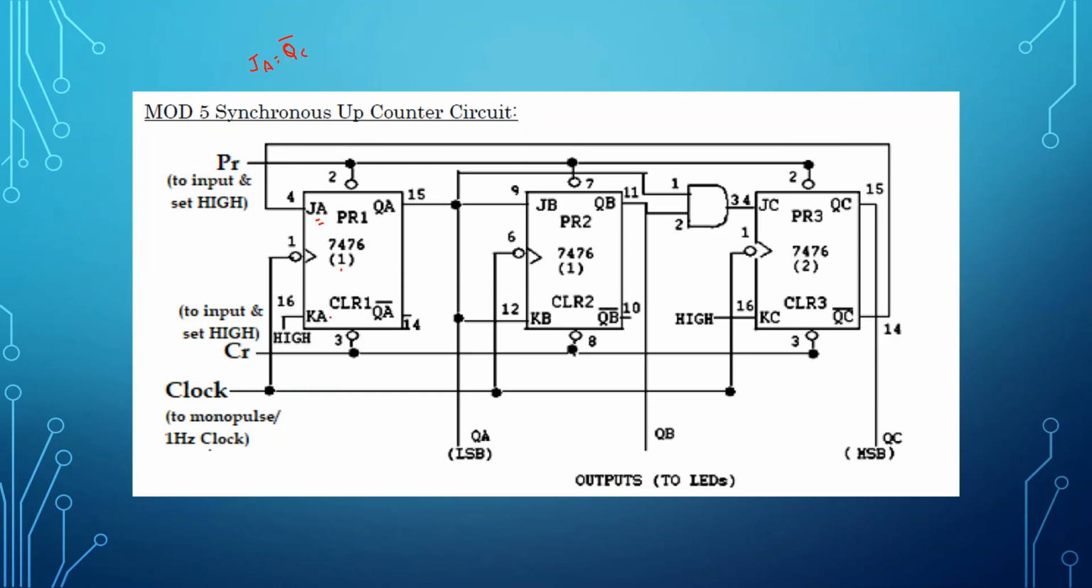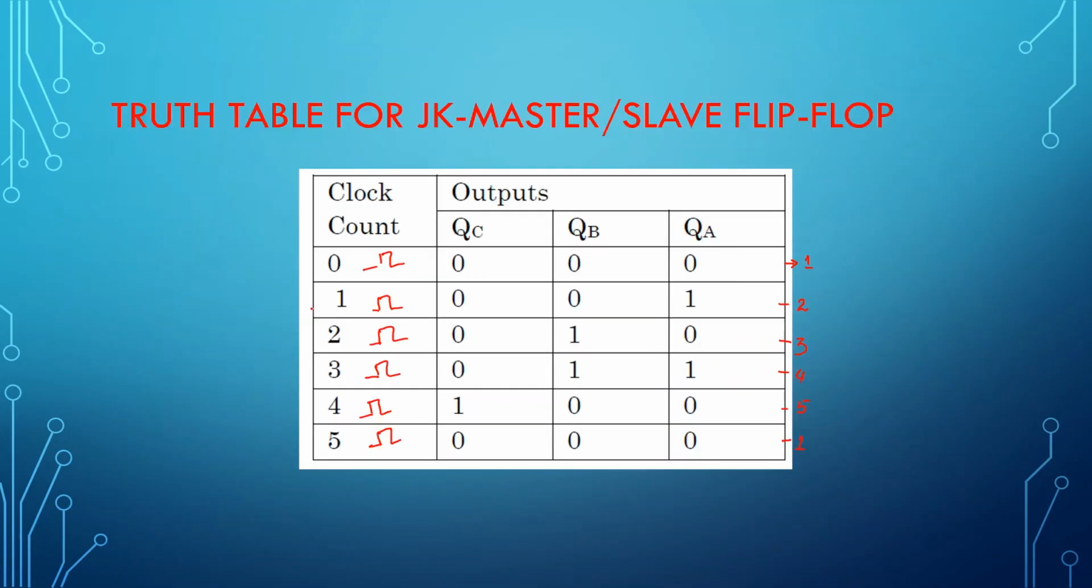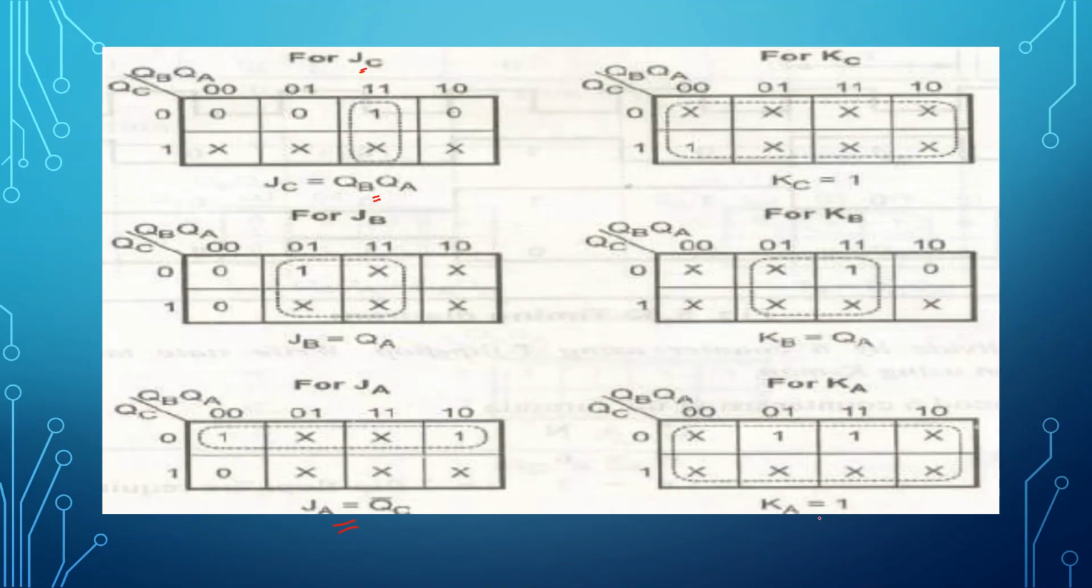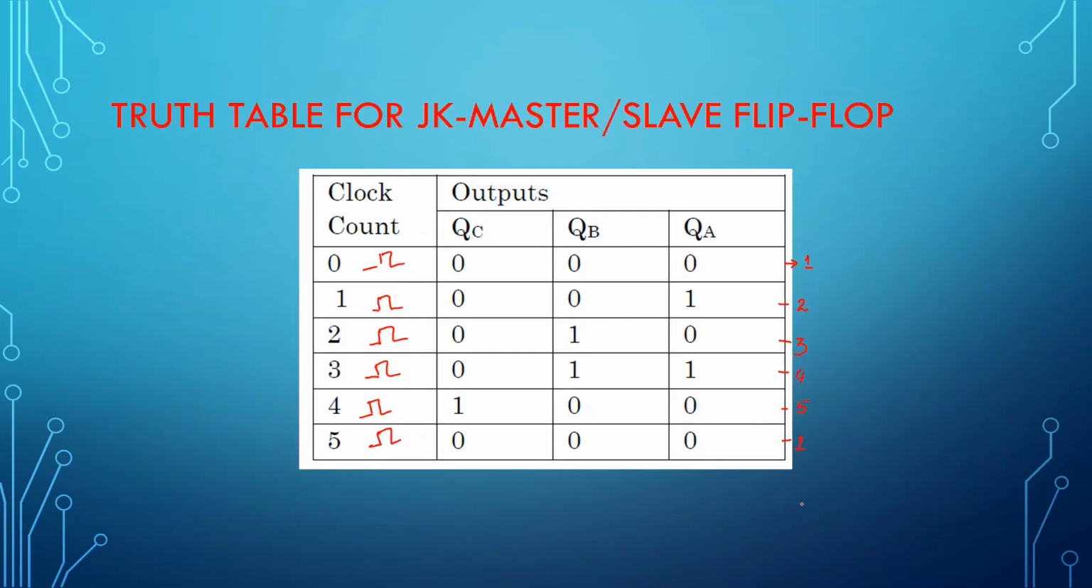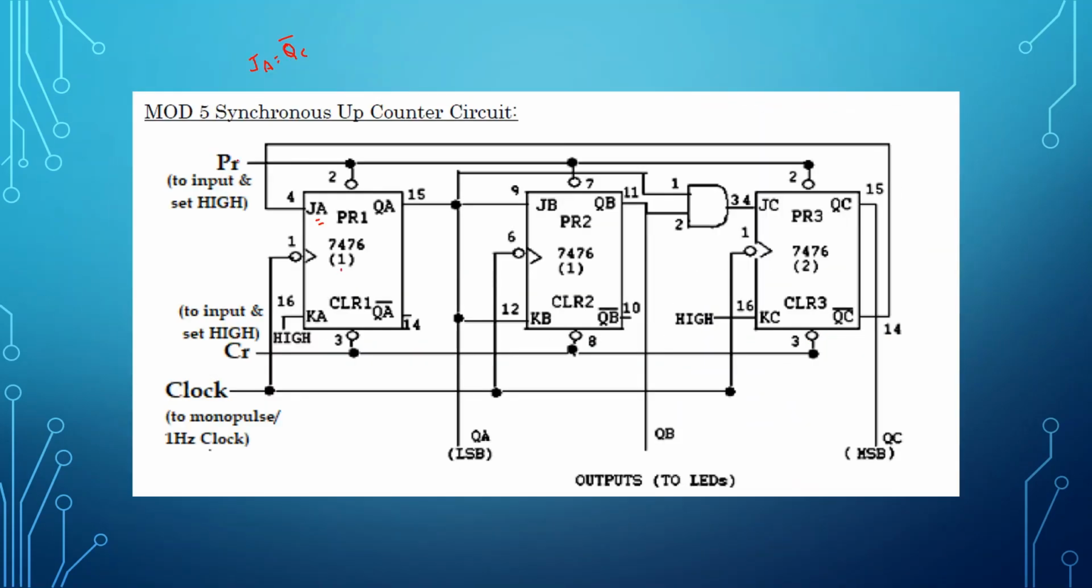Let's see what is KA. Let's go back and see what is KA. KA is equal to 1. Let me write it down here. KA is equal to 1. 1 means high, so you can connect your KA to VCC, which is high, and keep it high. Similarly, let me check out what is JB, what is KB, what is JC and what is KC.